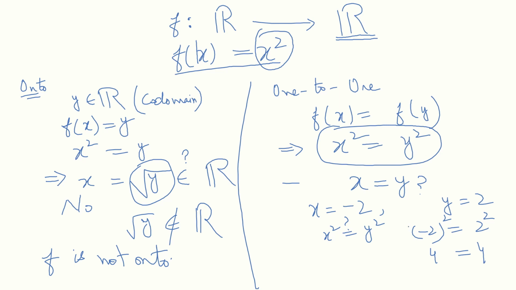It means that there can be two numbers in the domain which map to the same number in the codomain. For example, minus 2 and 2 map to the same number, 4. In general, a and minus a map to the same number, a squared. So f is neither 1 to 1 nor onto.